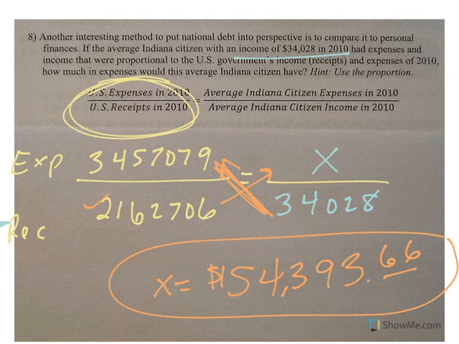$54,393.66. So this is saying the $34,000 is how much you're taking in. That's your income for a year. If you were like the U.S. government, you would spend more than $20,000 more than you brought in a year. That is not good financial practice.